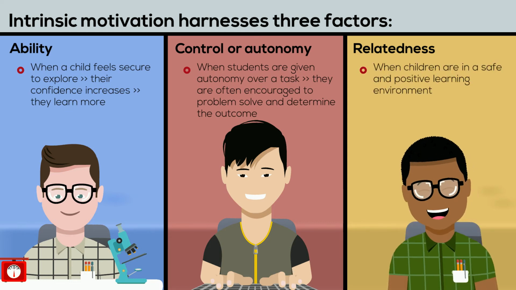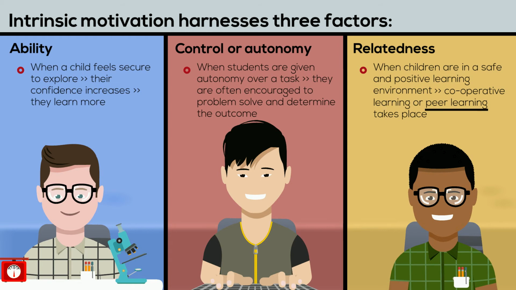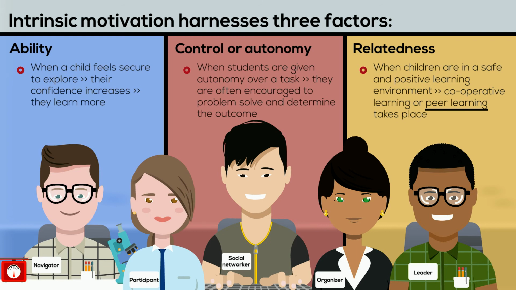When children are in a safe and positive learning environment, cooperative learning or peer learning takes place. In peer learning, everyone has a certain role to play. This may include being a leader, social networker, navigator, organizer, or participant. These roles can be fluid, but can teach real skills to assist with lifelong learning.